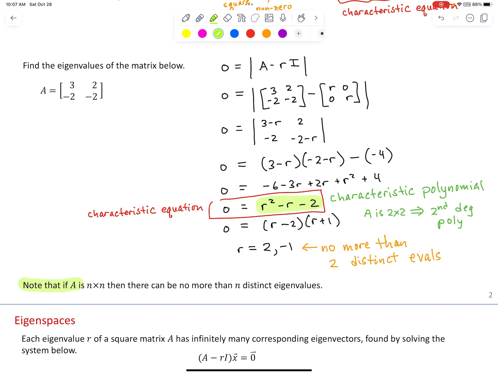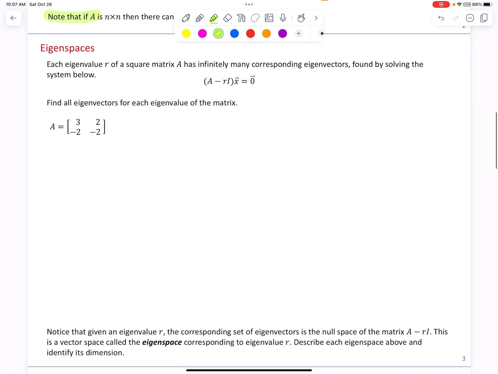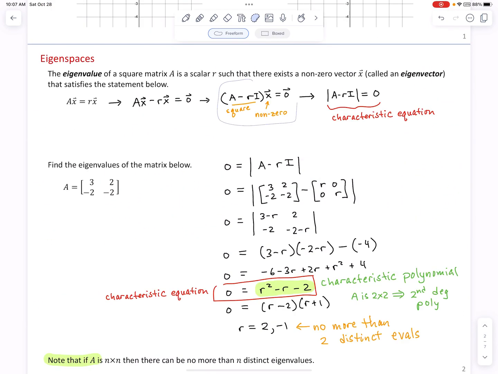Okay, let's go to the next page. This page focuses on how now to find the corresponding eigenvectors. Each eigenvalue R of a square matrix has infinitely many corresponding eigenvectors, found by solving the system below. This equation you see right here is simply this variant of this relationship, where we want A times some non-zero vector to be equal to simply a scalar times that same non-zero vector.